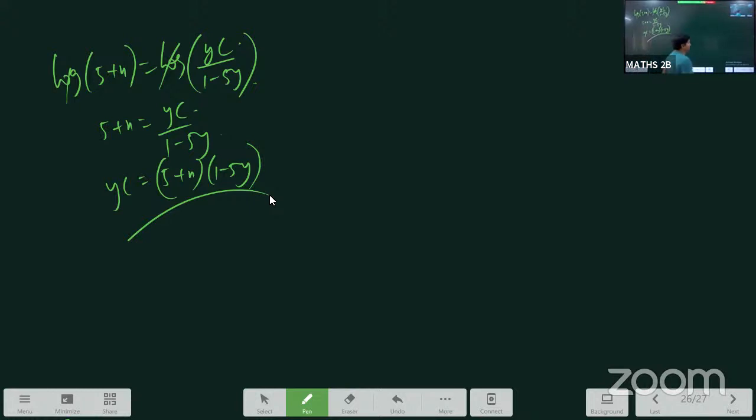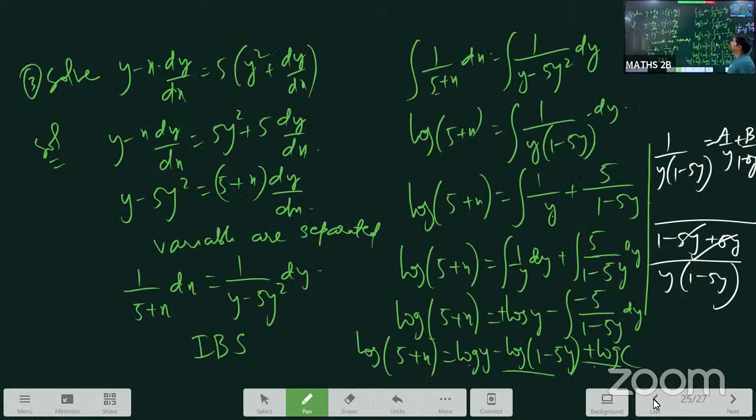Next. So, very important sum. This is also similar. First, bring all dy by dx terms to one side, non-dy by dx terms to another side. Now, variables are separated, right? Variables are separated means 1 by 5 plus x dx and this. And here, you are going to do partial fractions. If you are unable to do partial fractions directly, in rough or side by side, you can go for it; these are two linear factors. Is it clear? Right.